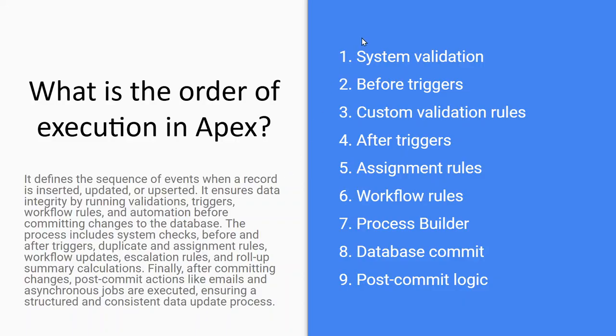As you can see here, whenever a record is inserted in the org, first the system validations hit, and if there are some validations which are not correct, then it throws an error. Then the before trigger context runs, then custom validation rules, then Apex after trigger context runs, then assignment rules, then workflow rules, then process builder, then database commit, and then post-commit logic executes.